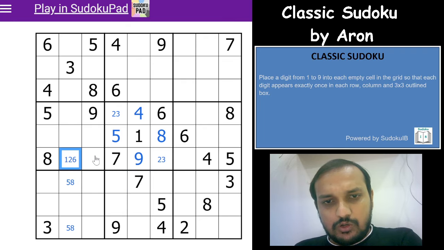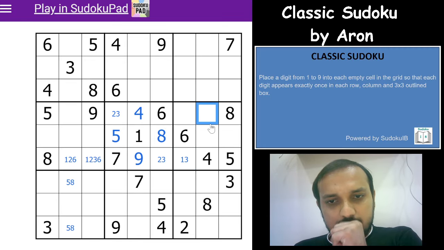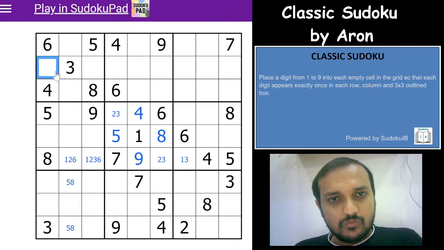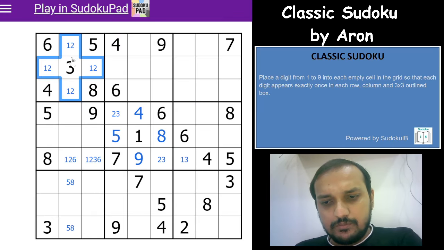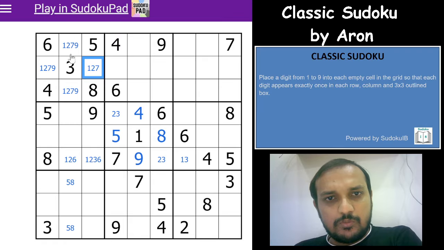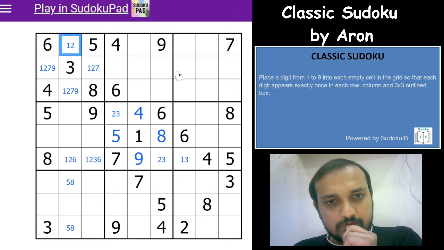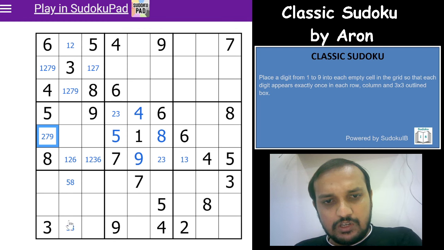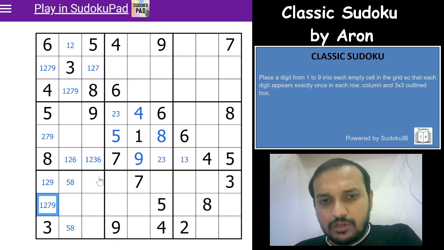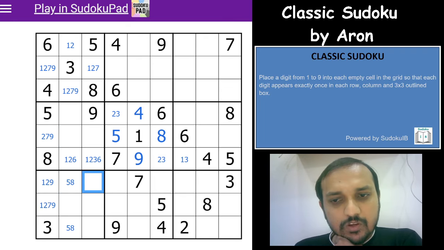This is 1, 2, 6, 1, 2, 3, and 6. 1 and 3. 1, 2, 7 and 9. So this cell cannot be a 9. This cell cannot be 7 and 9. 2, 7 and 9. 1, 2, 9 and 1, 2, 7 and 9. Right? Okay.